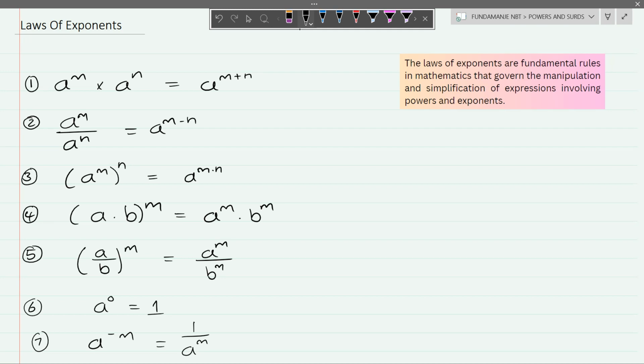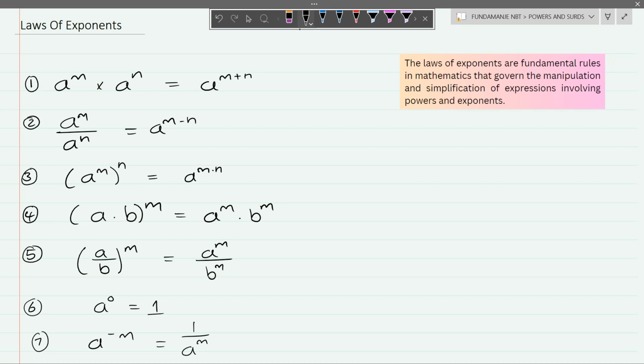And again, these laws are used when we're trying to simplify expressions. I've already used some of them in my previous videos, and you may have encountered all of them in your studies as well.